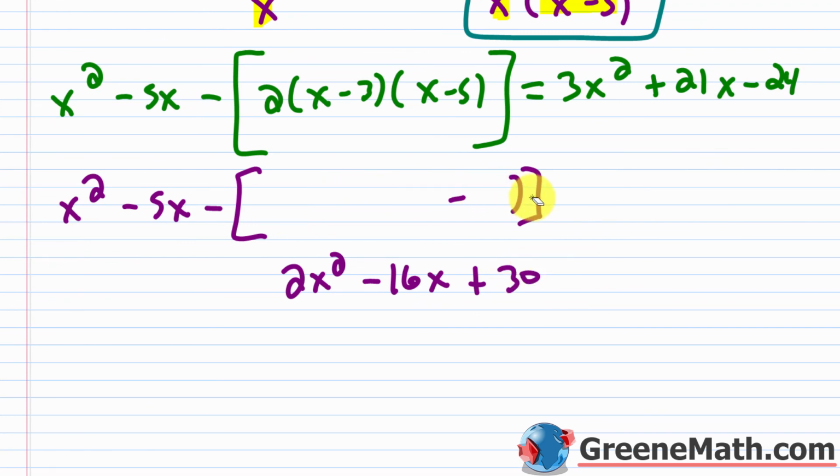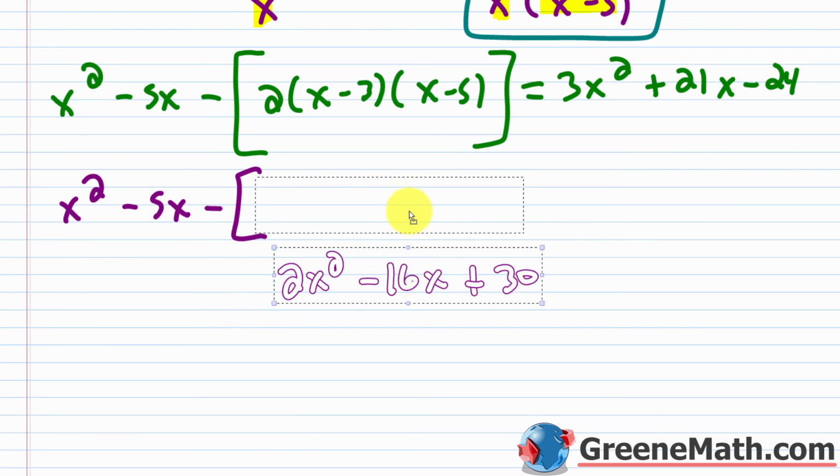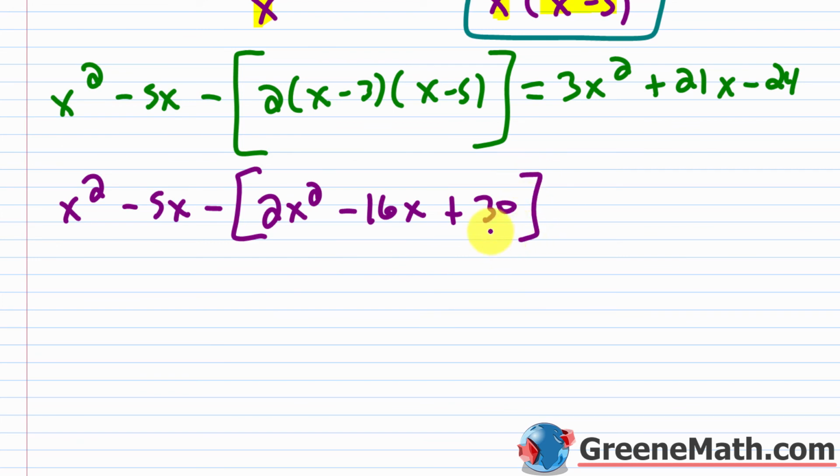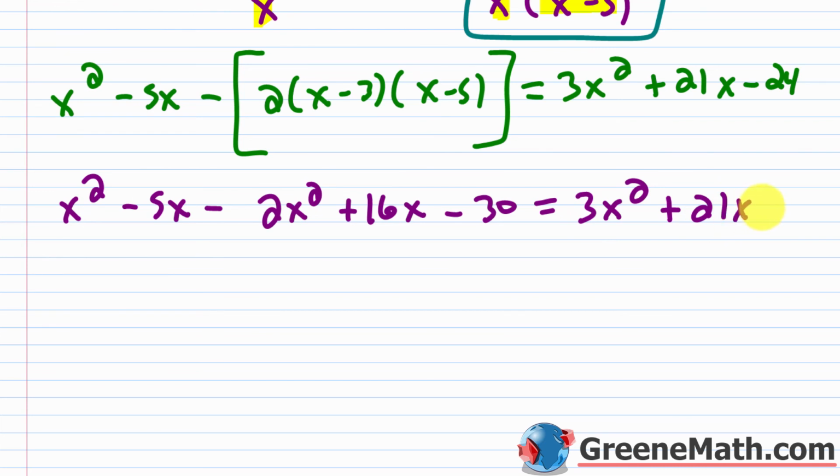So let me replace this with this. Now here's where those brackets really come in handy. This negative has to be distributed to each term here. Okay, so I'm going to drop this, and basically I'm going to change the sign of everything. So this becomes a negative, this becomes a positive, and this becomes a negative. Very important. Then this equals, you have 3x squared, and then plus 21x, and then minus 24.